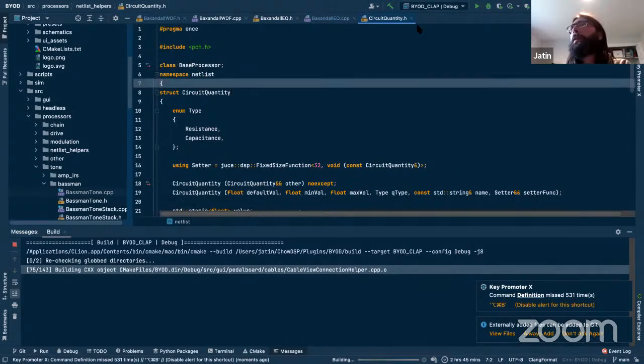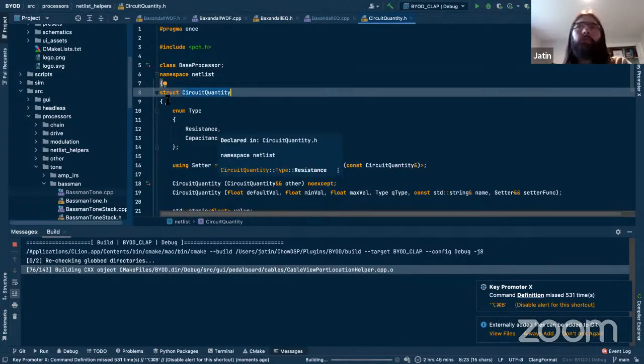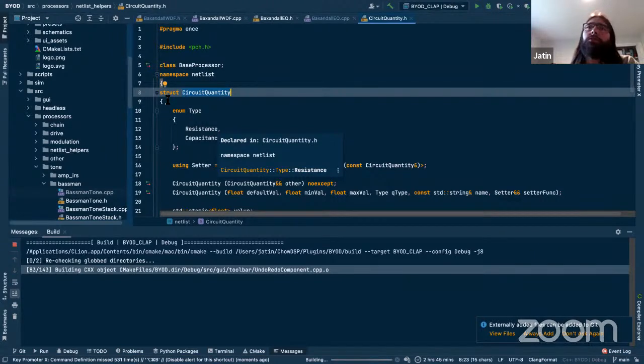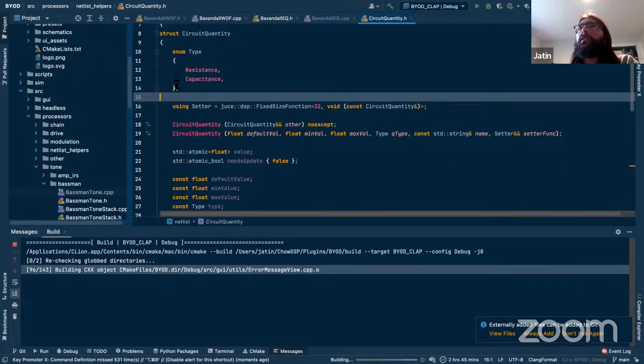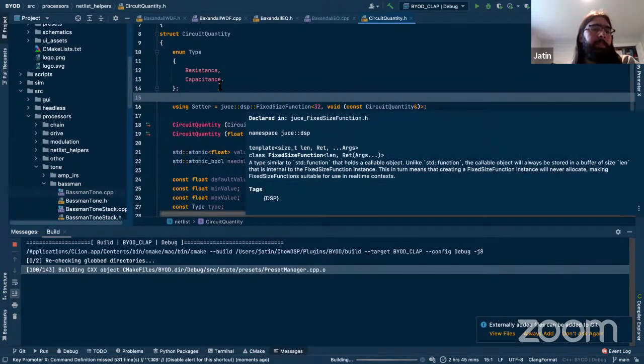So basically, we have this circuit quantity struct. And right now, the only circuit quantities we can have are resistors or capacitors. I might change that in the future. There's some like voltage sources that maybe would be cool to be able to edit, or maybe like some diode parameters. I don't think we have any inductors in BYOD, but if we did, we could add that too. And then we've got this setter function, which we can kind of come back to. But basically, it's this fixed size function that Juice has. Fixed size function is kind of cool.